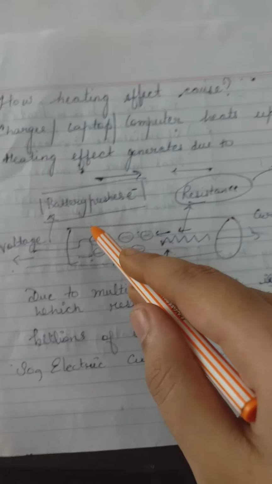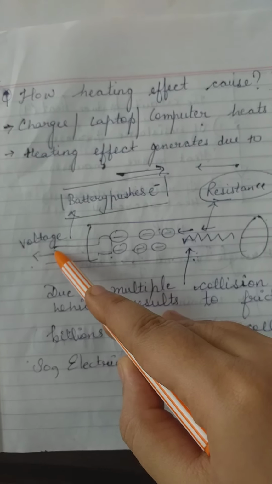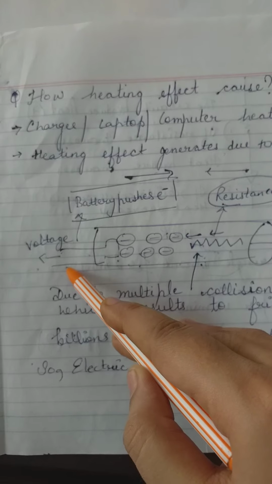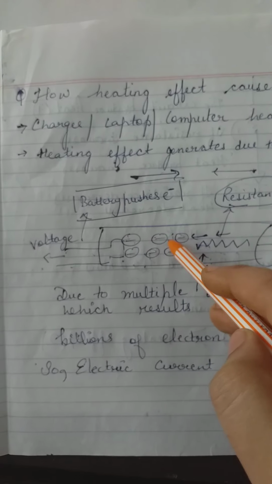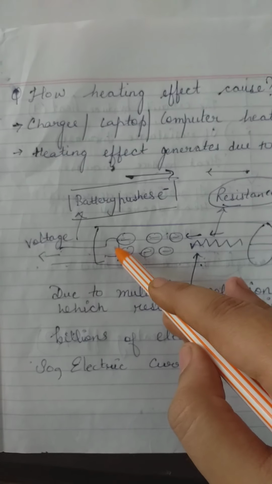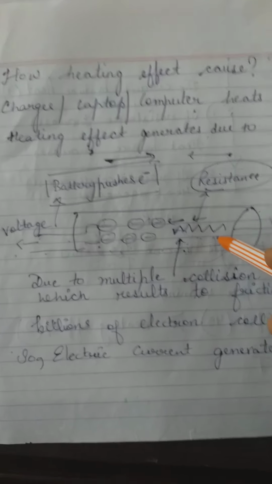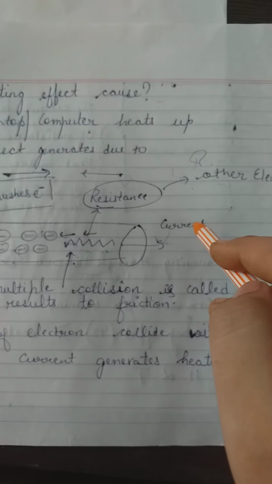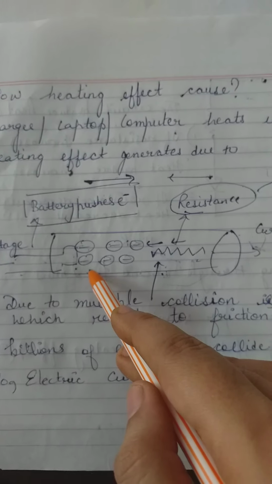For example, there is a circuit. This is a battery which has a certain voltage, which forces some electrons to pass through the circuit, but there is some resistance which also has other electrons, which start opposing these electrons.